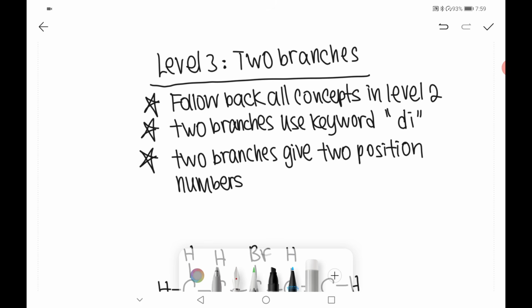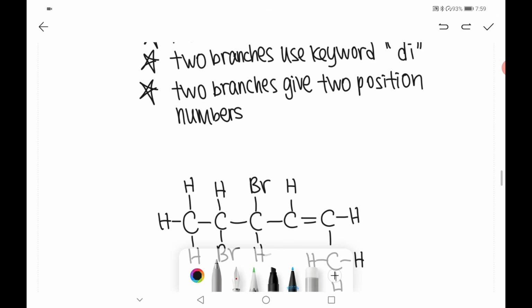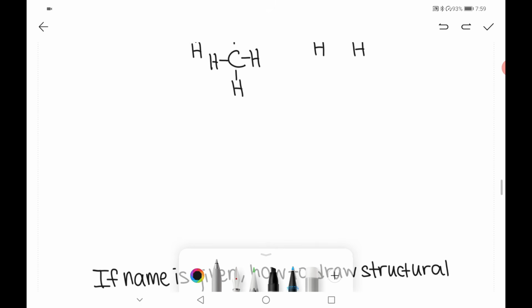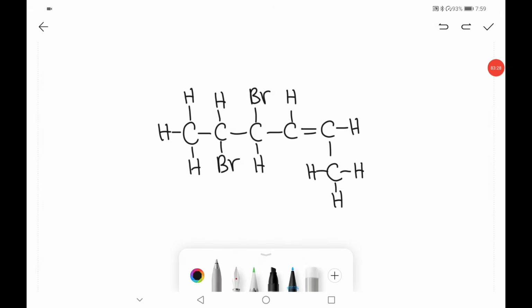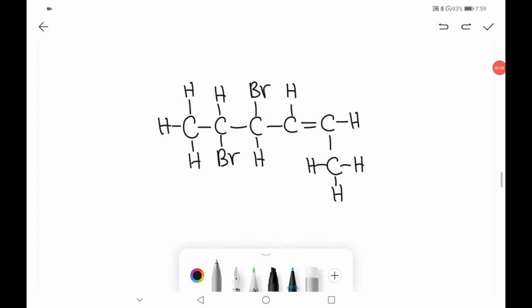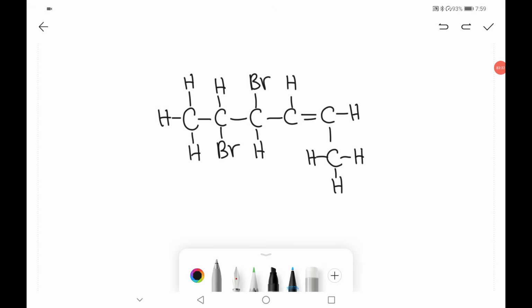When we have 2 branches, you always need to give 2 position numbers. You need to give 2 addresses. 1 branch, 1 position number. 2 branches, 2 position numbers. 3 branches, 3 position numbers. That is quite simple. So we have 2 questions to discuss together for the naming. Okay, so let's do it.